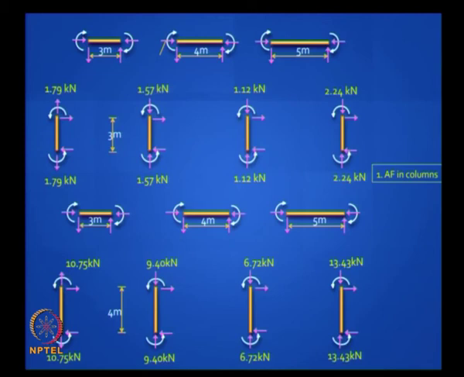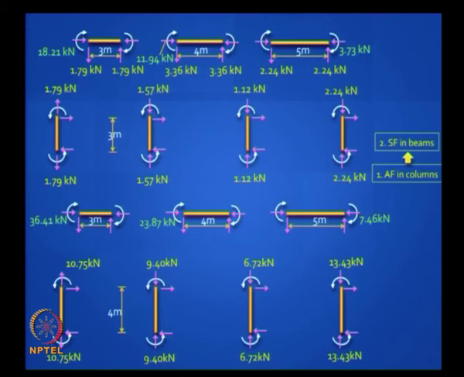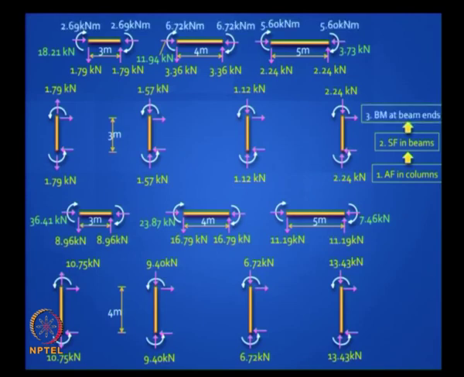Shear force in the beams. Can you do it? Just go in the reverse direction. You get the shear force in the beams, right? What do you do next? Bending moment in the beam. Earlier the shear force was the two end moments divided by the span; now you get the bending moment as the shear force in the beam times half the span. Okay, so you can do that. So you get the bending moment at the beam ends, right.